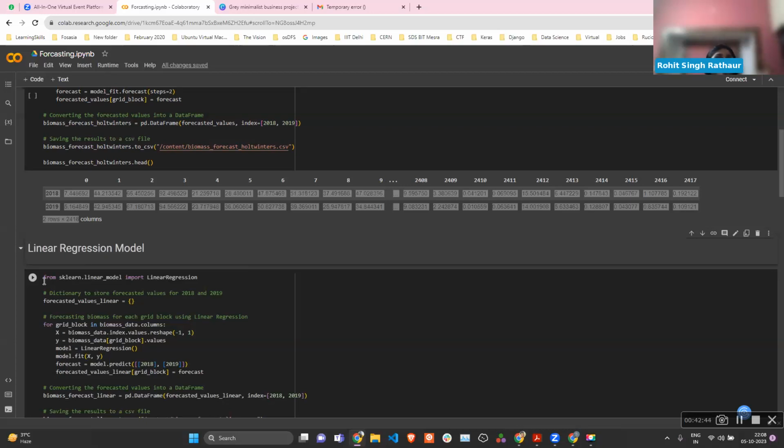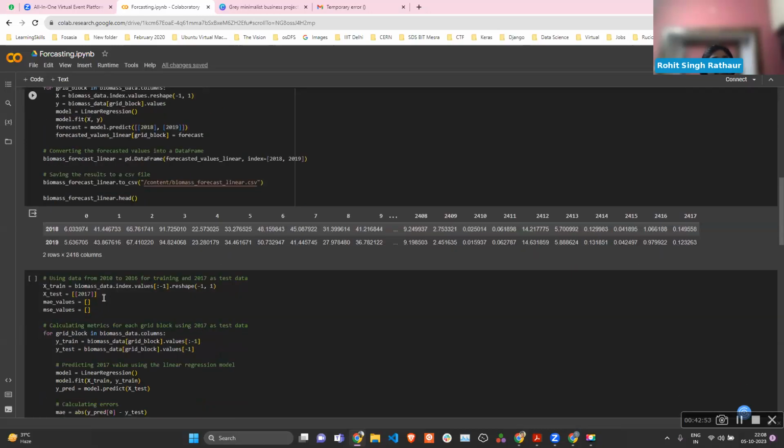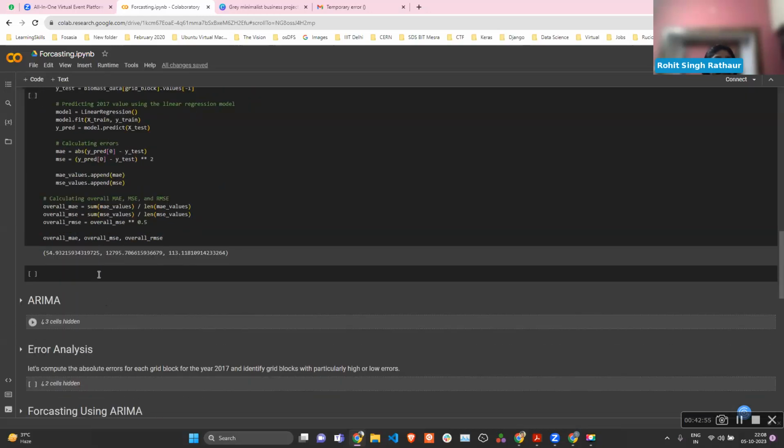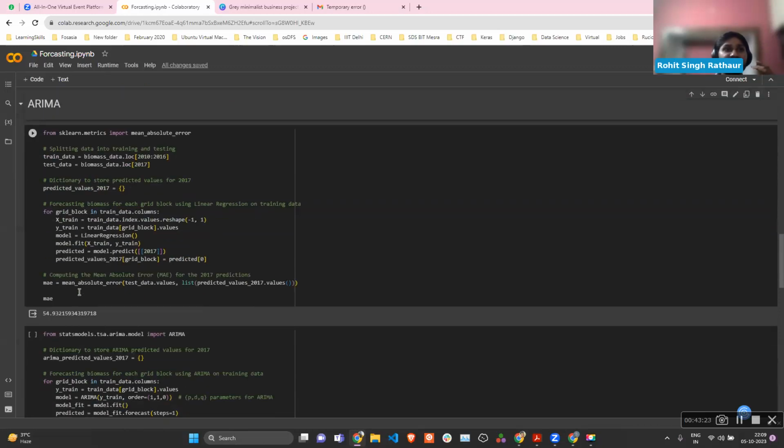The different technique was a linear regression model. Again, I forecasted the biomass for the years 2018 and 2019. Then I calculated some metrics to compare the algorithms: mean absolute error, mean squared error, and overall root mean squared error. And then finally, I also experimented with the ARIMA model, which is a very common algorithm for time series problems.